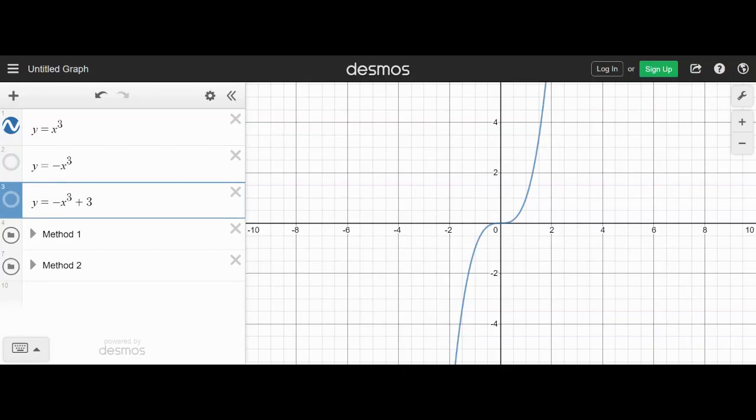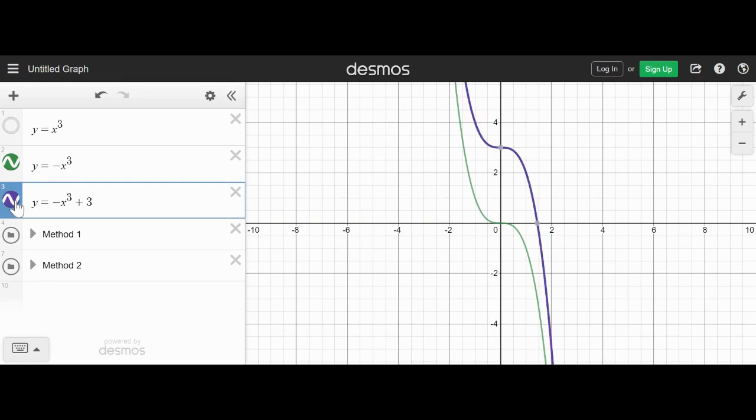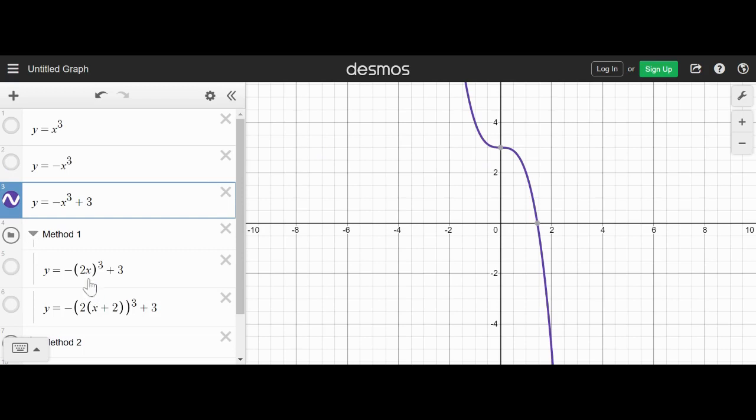This I can demonstrate on Desmos pretty fast. So we're going to start with our parent function y equals x cubed. Then I'll deal with all the y stuff first. So we're going to reflect it over the y-axis. Reflect it over the x-axis. And then we're going to do a vertical shift of 3. So now this is kind of what all the y stuff does. Method 1 was factoring out the 2.